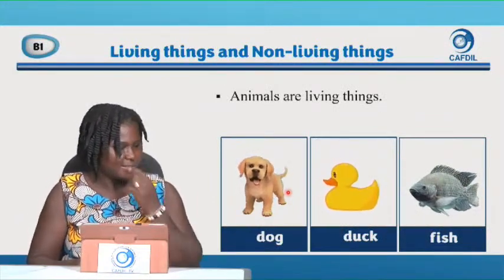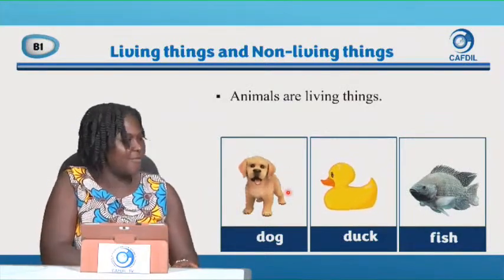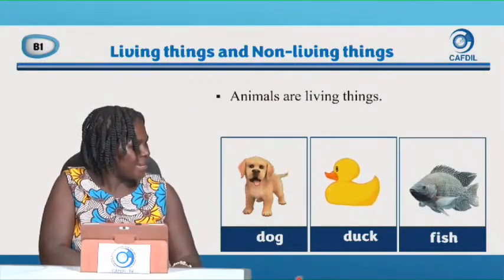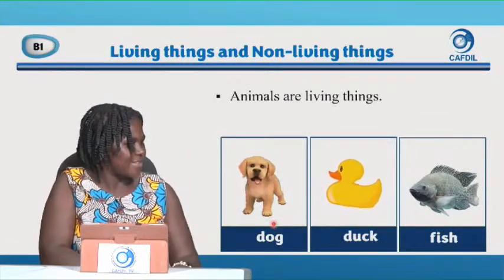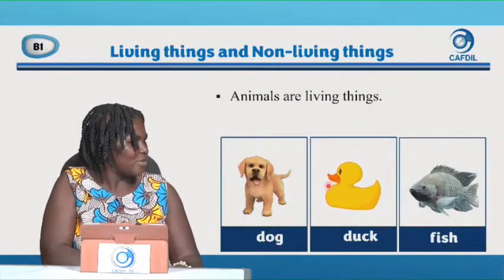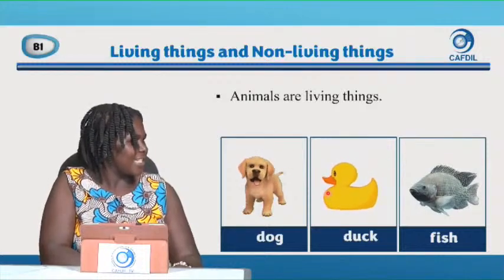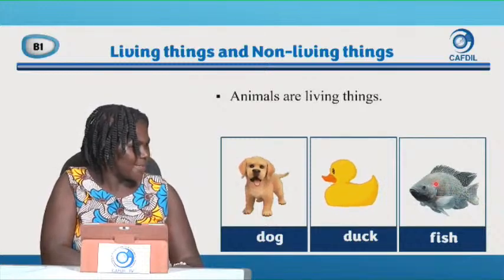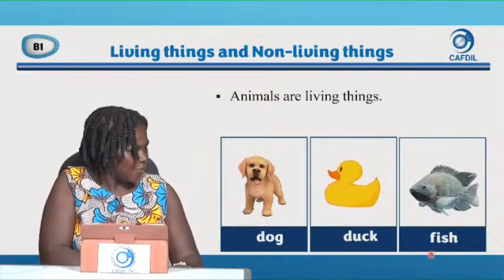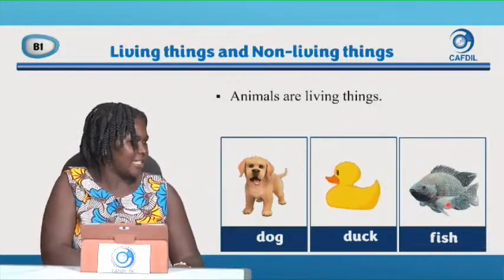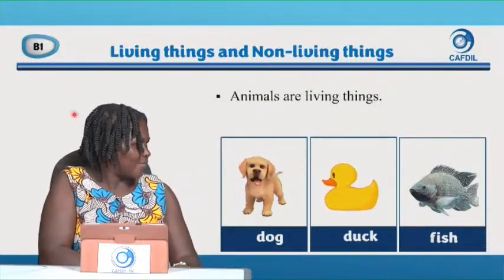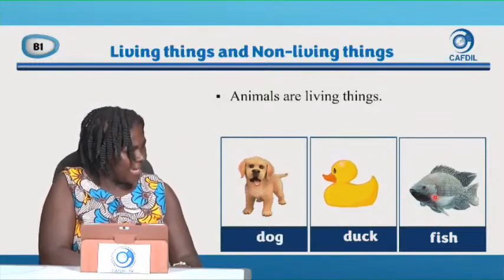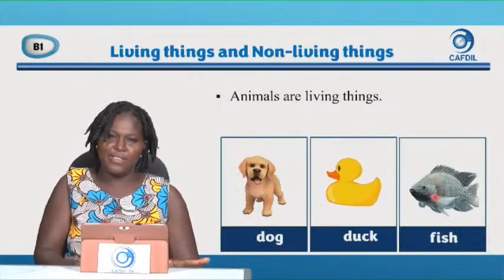Animals are living things. And we saw in the environment a dog. So a dog is an animal and a dog is a living thing. We saw the duck, and duck is an animal and it is a living thing. We saw the fish, the man catching the fish. The fish is an animal and it is what? A living thing. So we have dog, duck, and fish. They are animals and they are living things.